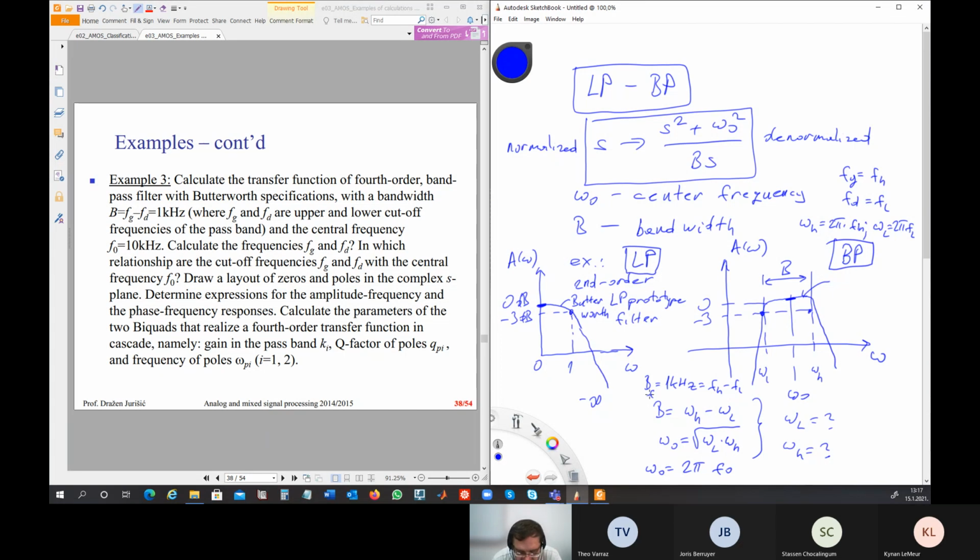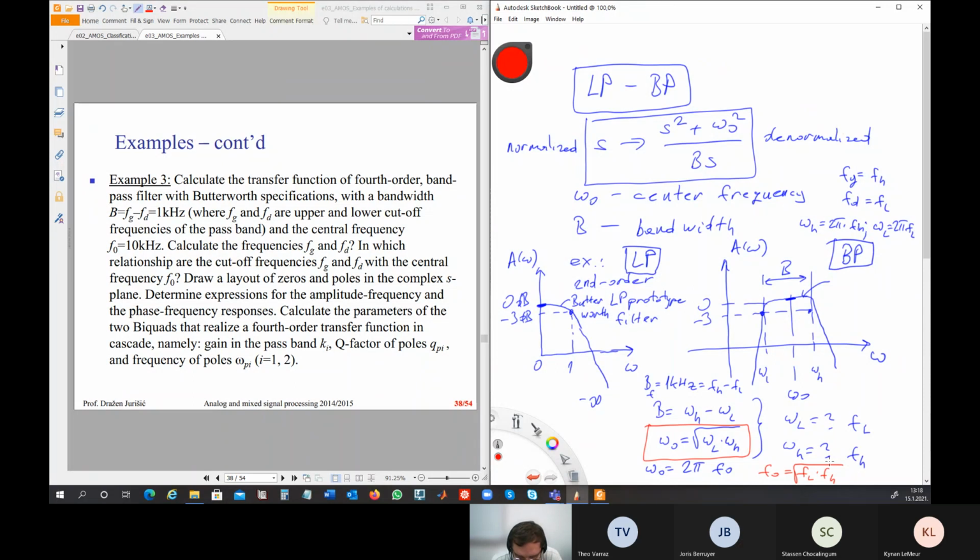Now we have to calculate the frequencies FL and FH, and then we have to answer in which relationships these cutoff frequencies are with the central frequency. So this is the relationship, or we can also write F0 is the square root of FL times FH.